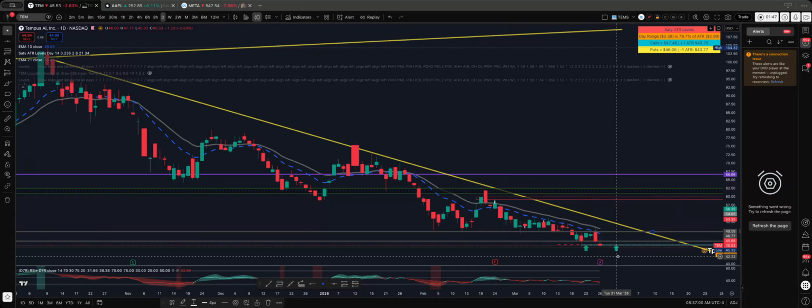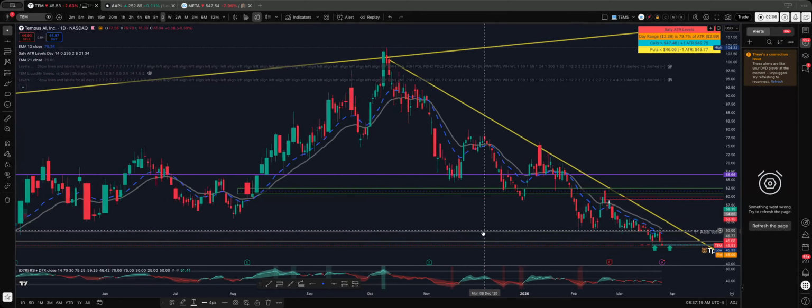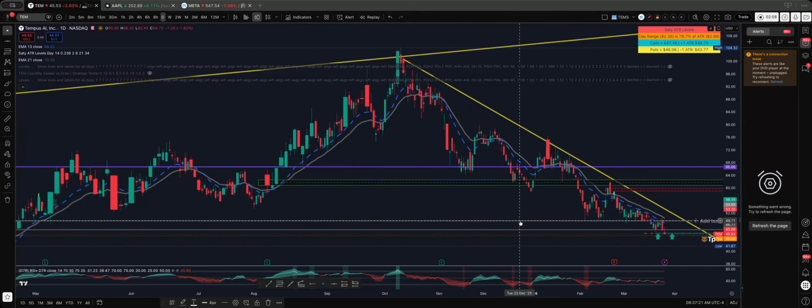So what you're trying to do is look for points on the map, or on the chart, I should say. And we're going to try to figure out where these points are and how price is playing off of them.